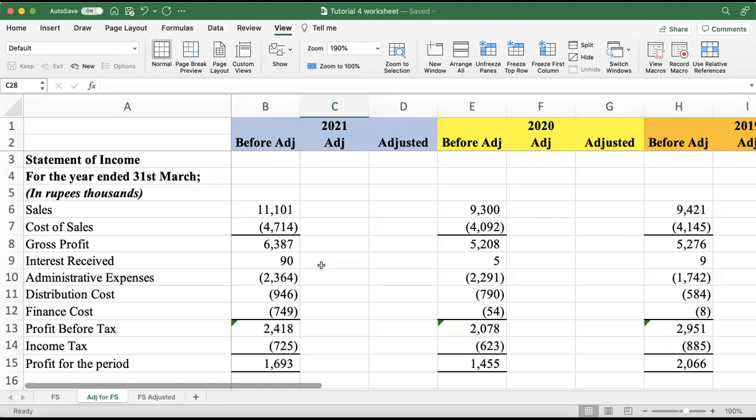For each year we have 3 columns. The values before adjustment, those are the values as given in your financial statements. Then another column for adjustments. Then you get the adjusted values. So we designed this worksheet last time.